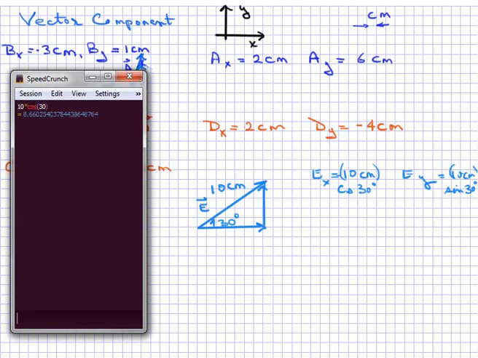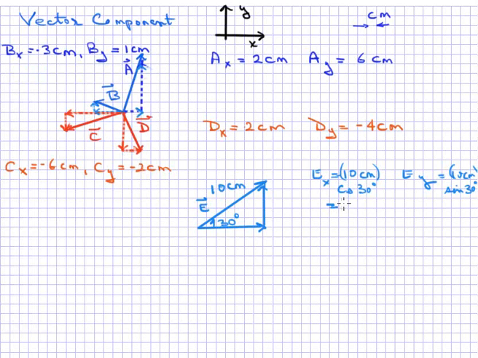it's going to be 8.7 centimeters. And if you do the same thing on your calculator with sine 30, which is 1/2, this would turn out to be 5.0 centimeters. Okay, so the next YouTube is going to talk about using this technique for adding or subtracting two vectors.